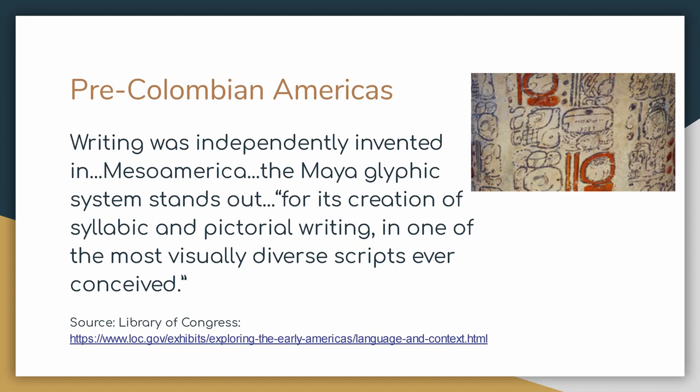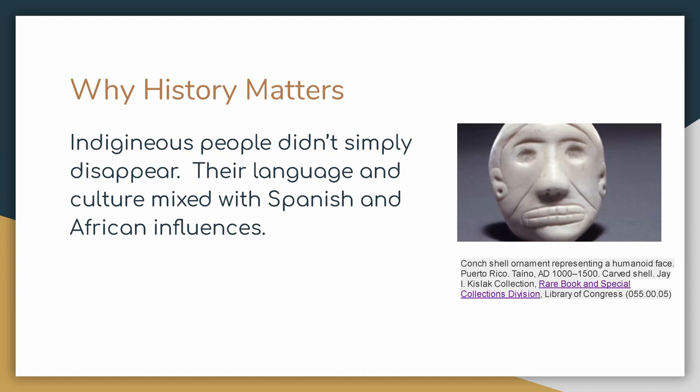He says, writing was independently invented in Mesoamerica, and the Maya glyphic system stands out for its creation of syllabic and pictorial writing in one of the most visually diverse scripts ever conceived. So this picture here on the right is actually from the Library of Congress. They show you a piece of that. And the reason this is important is because indigenous people didn't simply disappear, okay? The languages and the culture mixed with the Spanish and African influences that came from the outside.